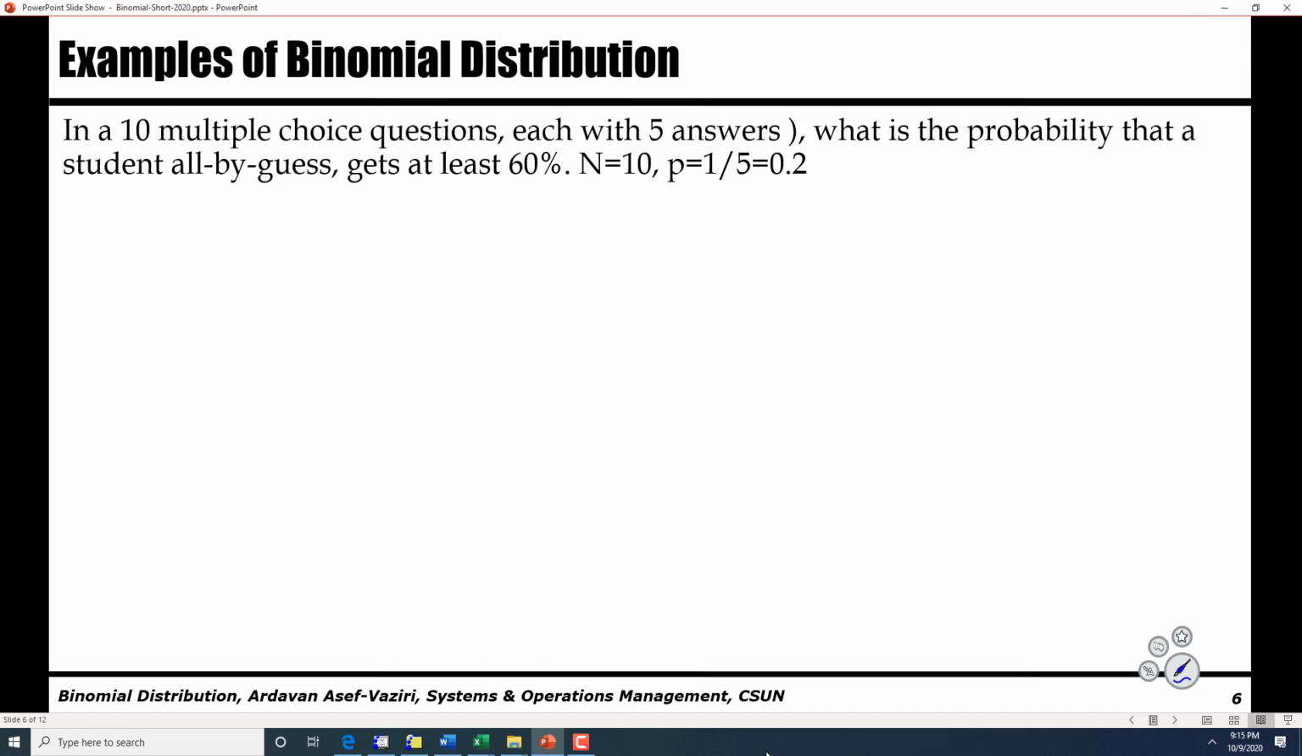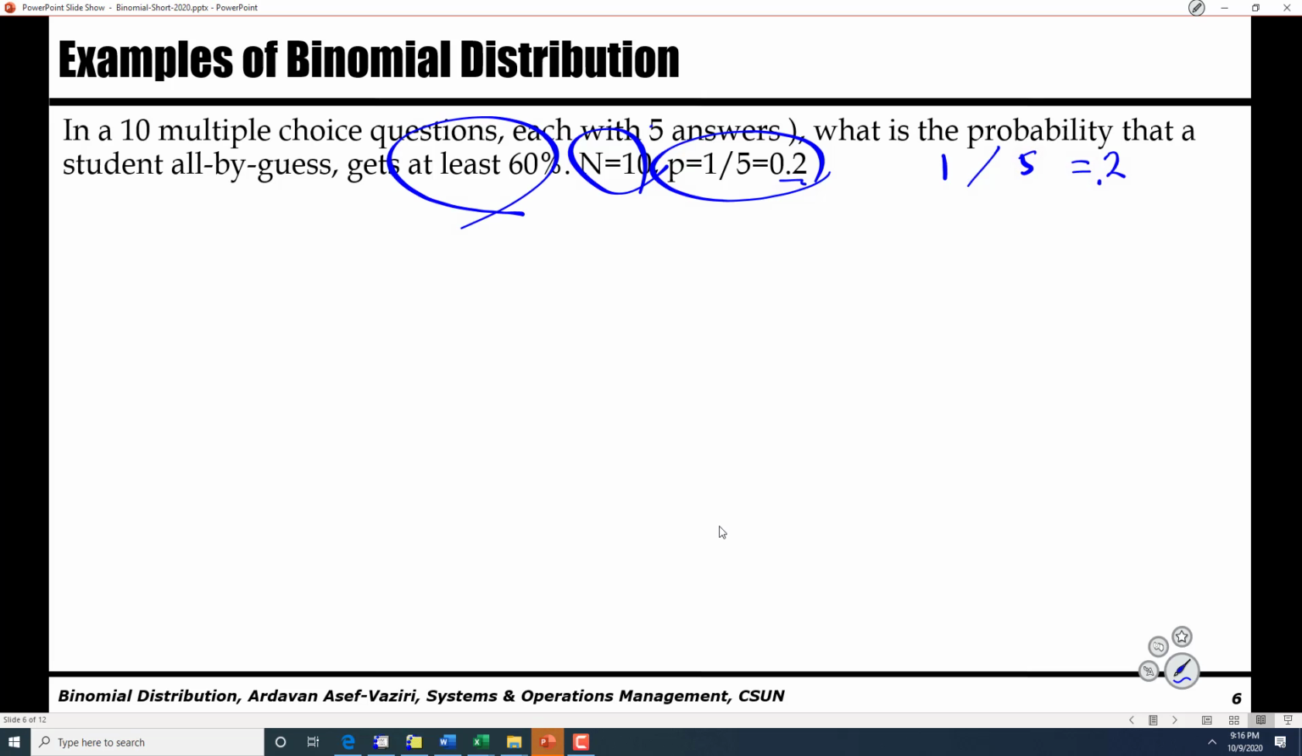In 10 multiple choice questions, each with 5 answers, what is the probability that the student, all by guess, gets at least 60%? So this is P, which is equal to 0.2, N is equal to 10, and then we just put it into the formula. It is 0.2 because we have 5 answers. Probability of everything is 1. Each of those 5 answers will get 1 over 5, which is 0.2.